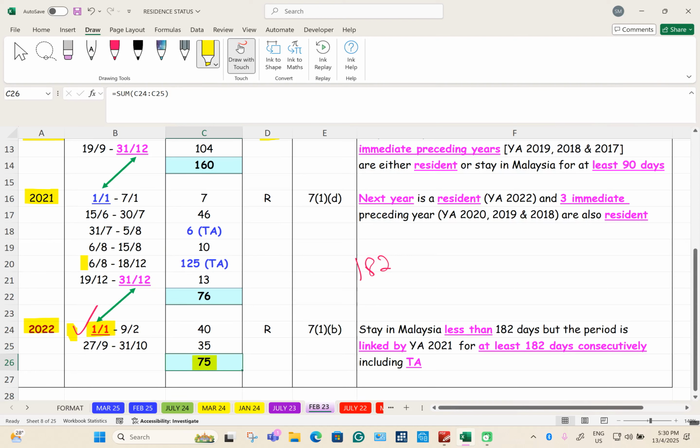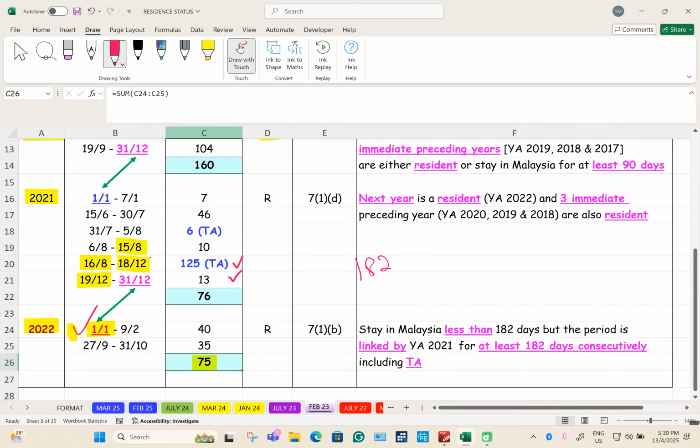So TA start 16 August. So 15 August she was in Malaysia. Yes, she was. Okay. And then, how about TA? Last TA 18 December. So after 18, 19, she was in Malaysia as well. So what can we do? We accept this TA. Okay. So 125 plus 13. Now we got 138 days. Still not enough, isn't it?